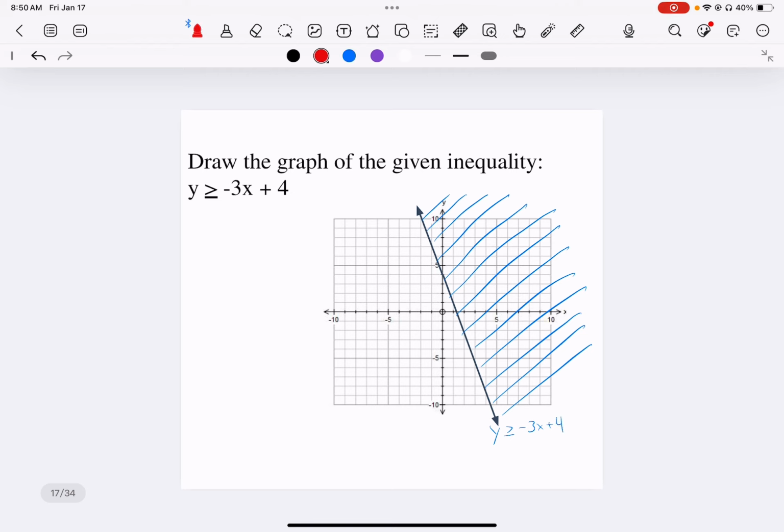Another way to determine where to shade is to use the point of the origin. Since it's 0, 0, it's easy to plug that into my inequality. So if I have 0, 0, I have 0 is greater than or equal to negative 3 times 0 plus 4. 0 is greater than or equal to 4. Since that's not true, I'm going to shade away from my origin.